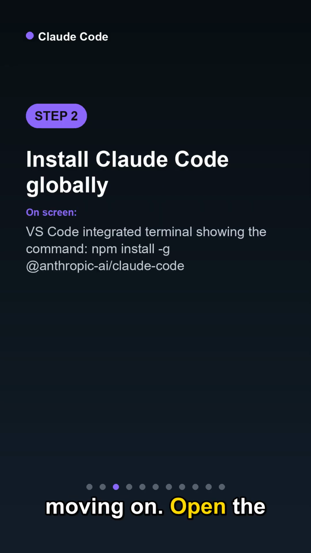Open the integrated terminal in VS Code with Ctrl and backtick, or Command and backtick on Mac. Type npm install -g @anthropic-ai/claude-code and hit enter. This installs the Claude Code CLI globally so you can call it from any project folder on your machine.